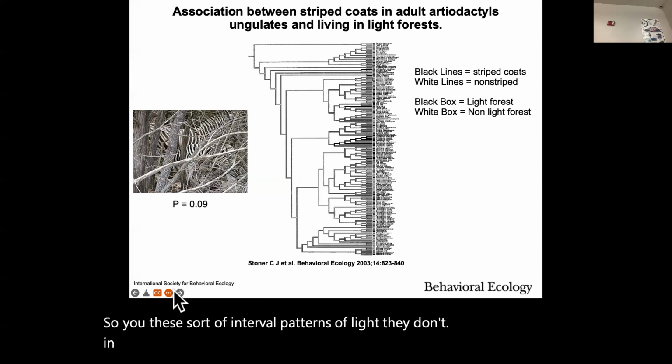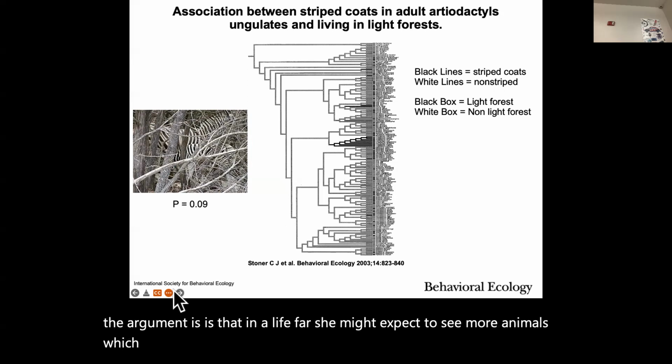And the argument is that in a light forest, you might expect to see more animals with stripes because the stripes could be reflecting that light-dark pattern, and therefore they get crypsis.